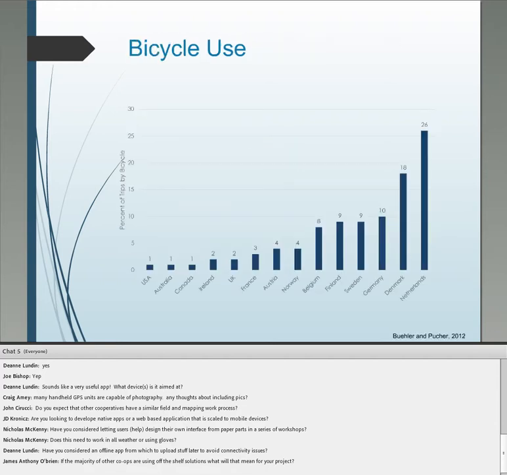So as far as bicycle use rates go, the USA is fairly low. You can see in this graph about 1% of trips are estimated to be taken via bicycle. Some other countries are much higher. The Netherlands is a pretty common one that most people reference there at around 26%.